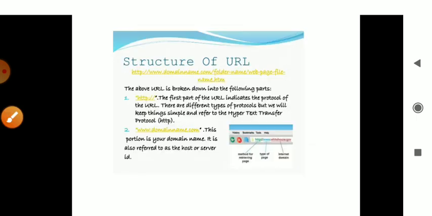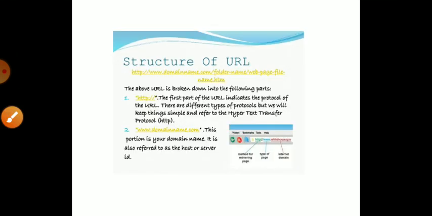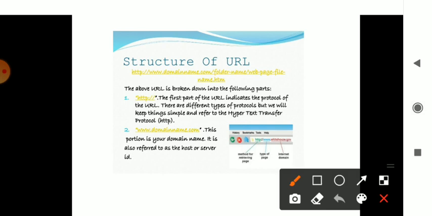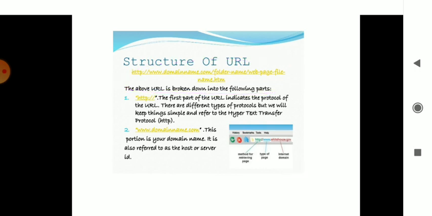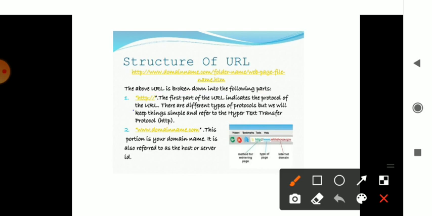Then, the structure of the URL consists of various parts. You can check out here the structure. This is the whole structure of the file which you want to access. So how do you access this? First you give the HTTP, which is Hypertext Transfer Protocol. This particular protocol transfers or diverts to certain pages. That is your HTTP.